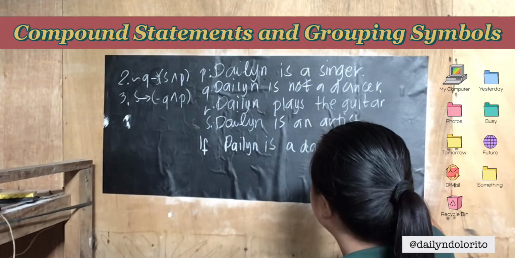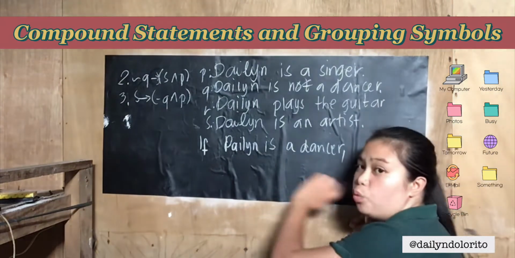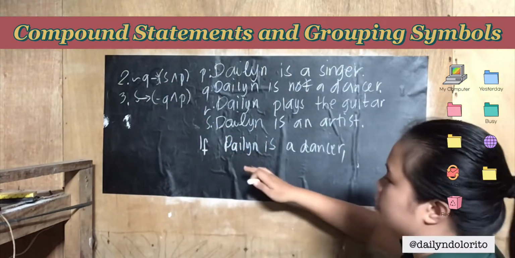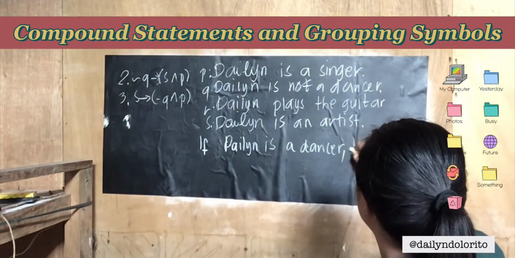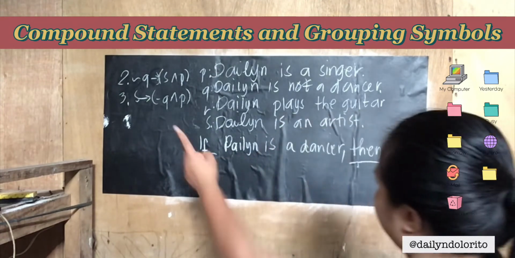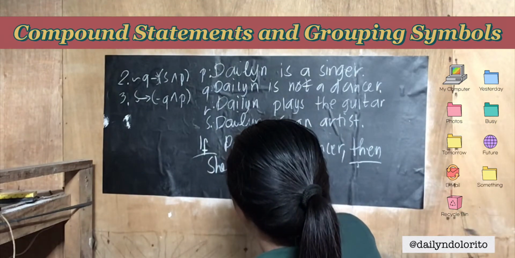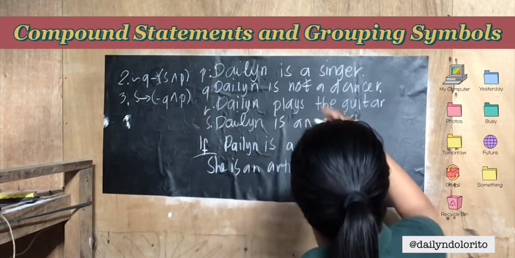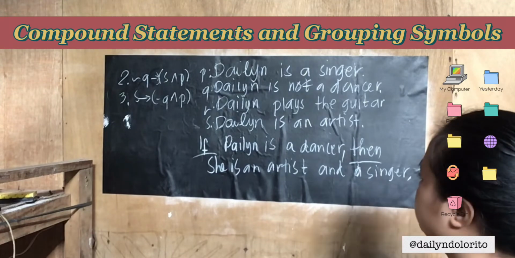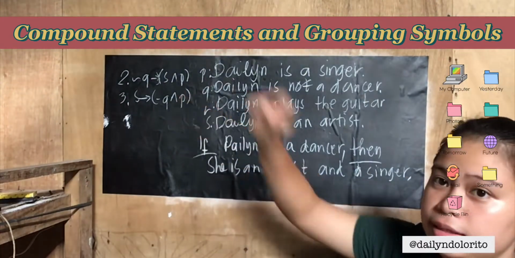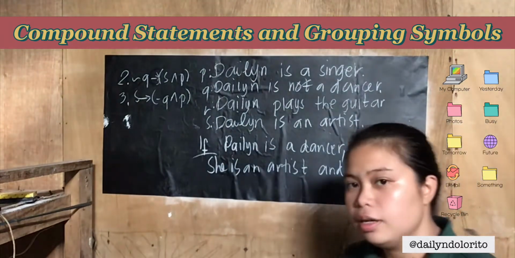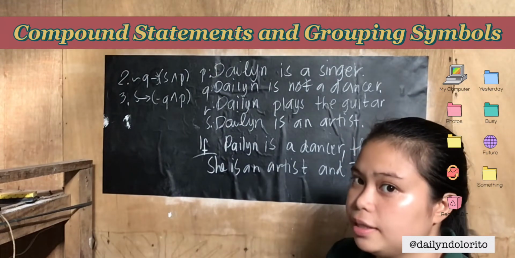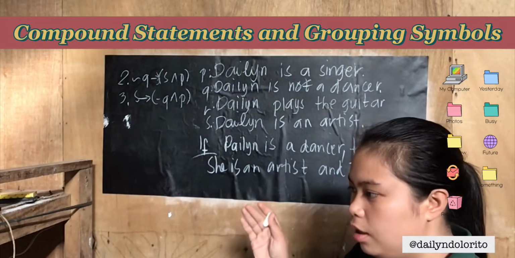Don't forget to put a comma, which means this one is separate from the next sentence that we group together with a parenthesis, which is translated by the word then. If Dailyn is a dancer, then S, she is an artist, and P, a singer. So that is the translation for the second problem. Don't forget that if there is a negation, it basically means the reverse of that sentence, whether you have to put a not or you have to erase a not.